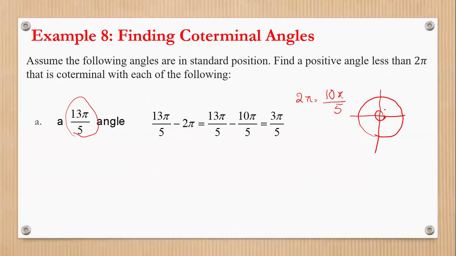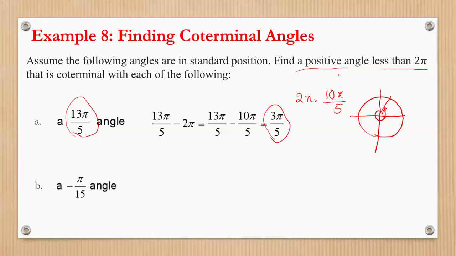So that means your angle is something like this. Okay? So since the angle is more than 360 or more than 2 pi, we need to subtract 2 pi from that angle. And if you subtract 2 pi from 13 pi over 5, you get 3 pi over 5, which is the coterminal angle less than 2 pi, and it's positive.